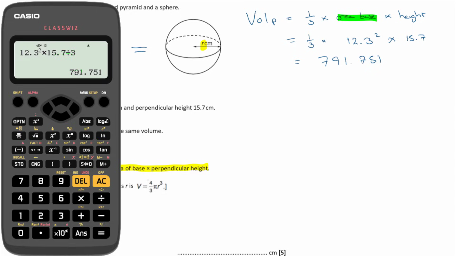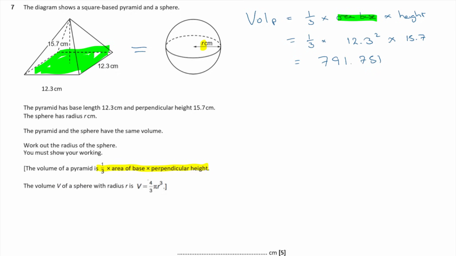Okay, and then what we're going to do now, we need to work out the radius of the sphere, don't we? So we know that the volume of the sphere is equal to 4/3 pi r cubed. Okay, so subbing in what we know, that is 791.751 there, and we want to get r by itself, don't we, really?